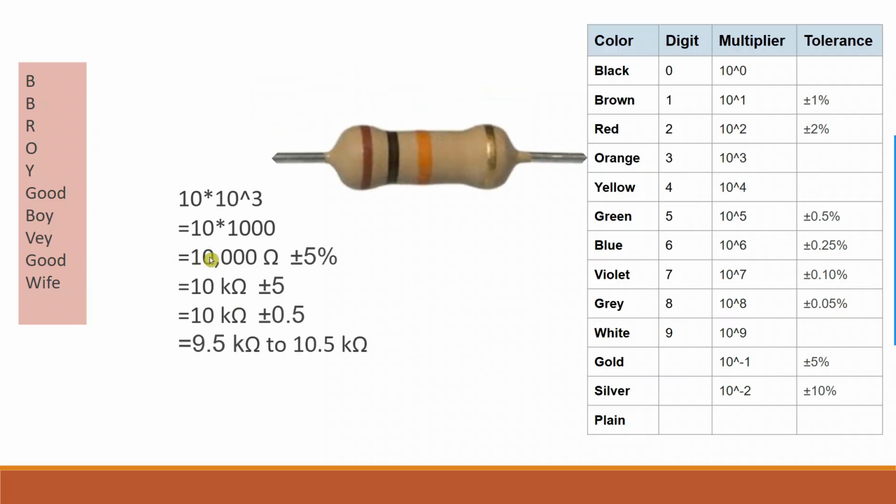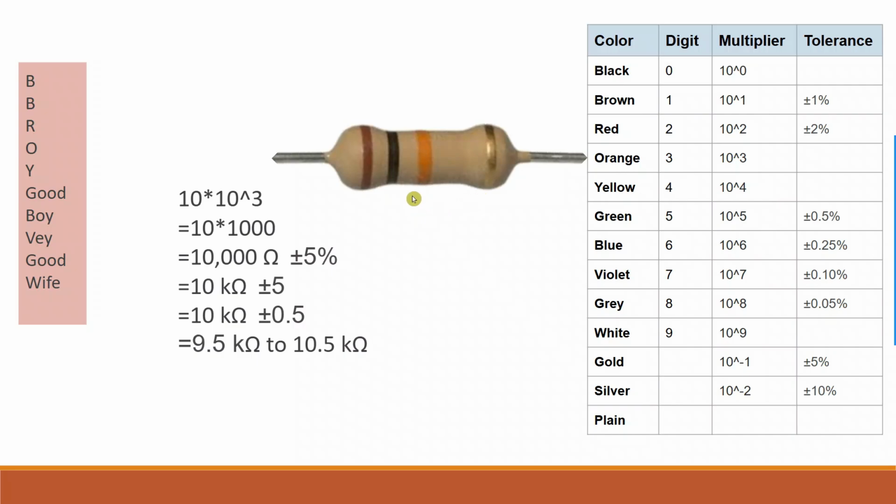Here I am considering one more resistor. This is also a 4-band resistor. 4 colors are there, 1, 2, 3, 4. What is the color of this resistor? The first color is brown, second is black, third is orange, and the last one is gold.